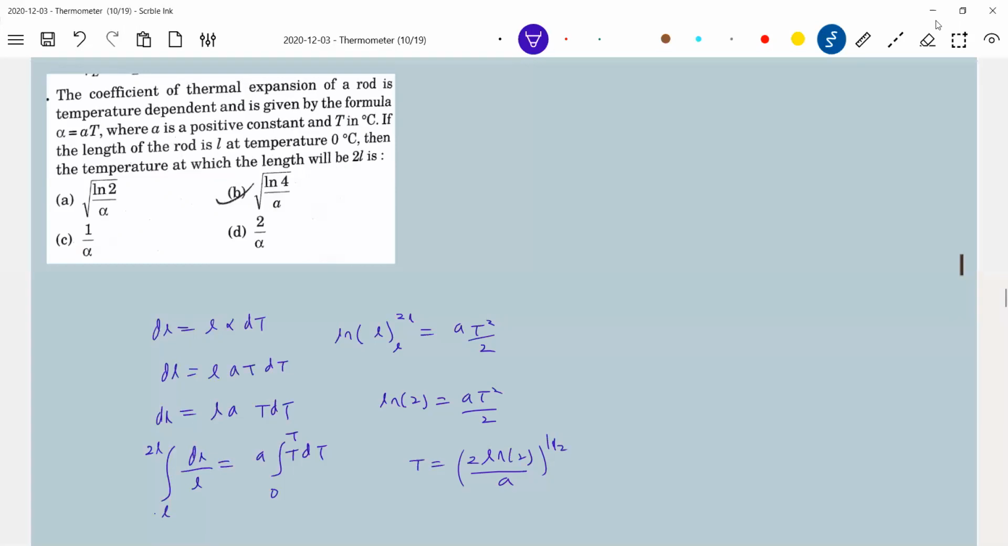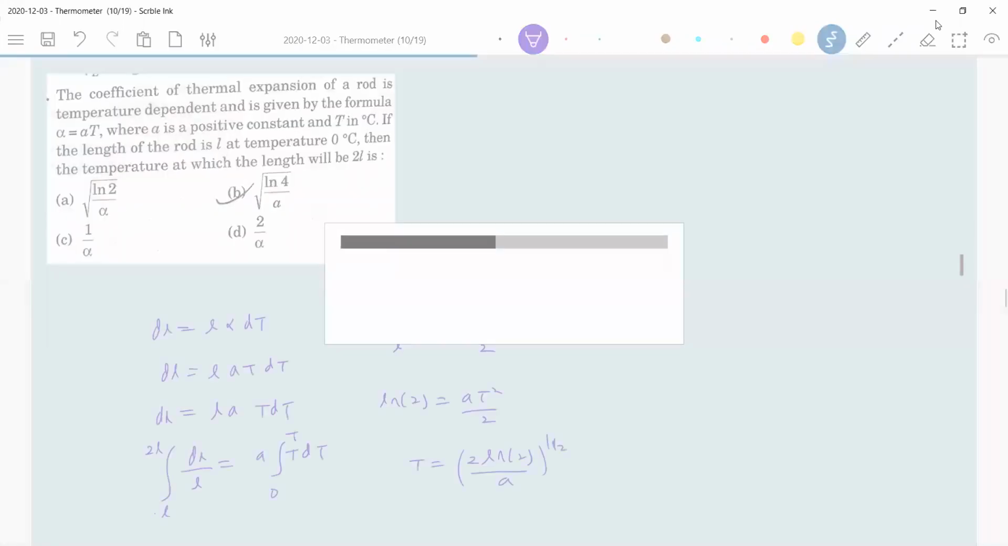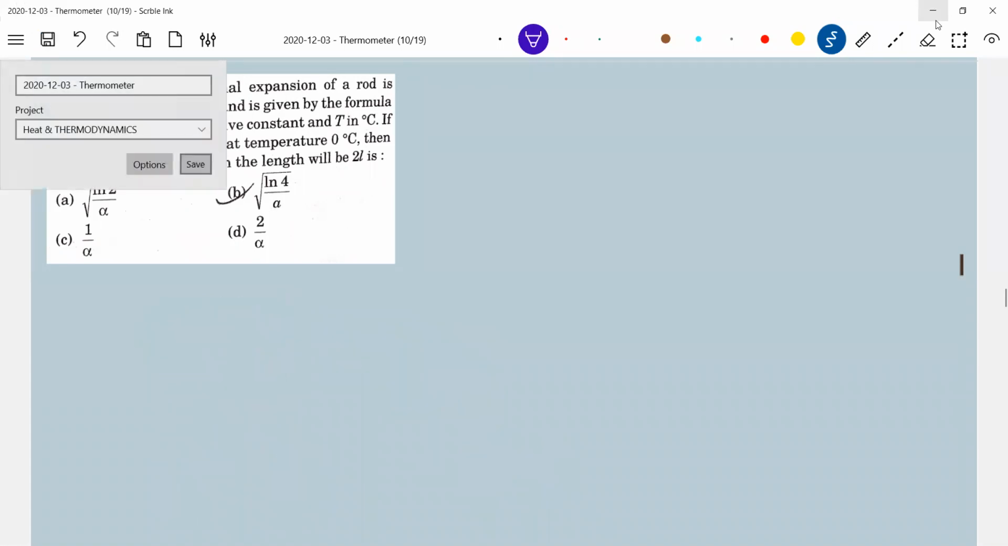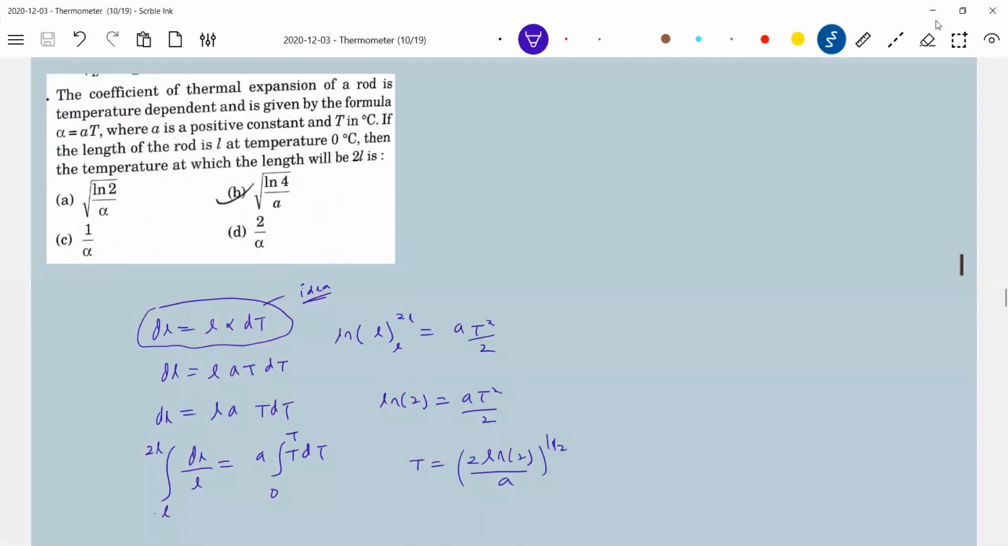The length of the rod, even then, alpha can vary with the temperature. I do have some problems like this, I'll bring them. But there's a generalized formula, just stick to this idea. Let me discuss one more.